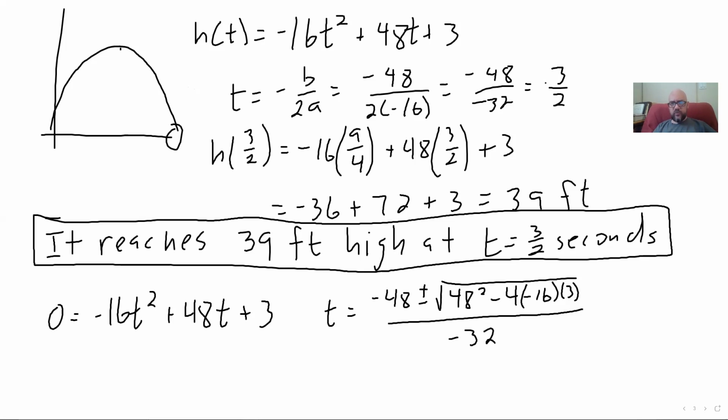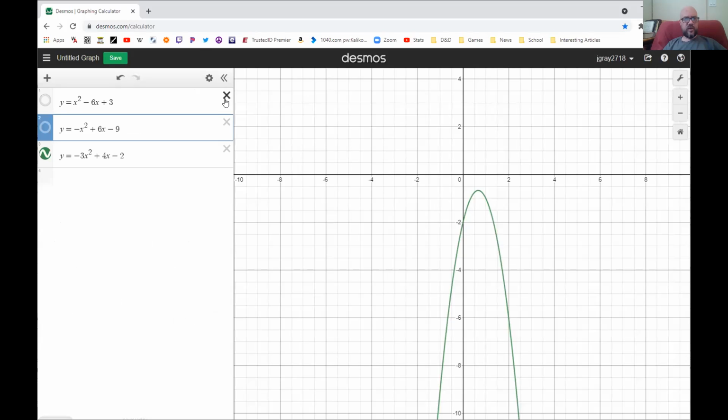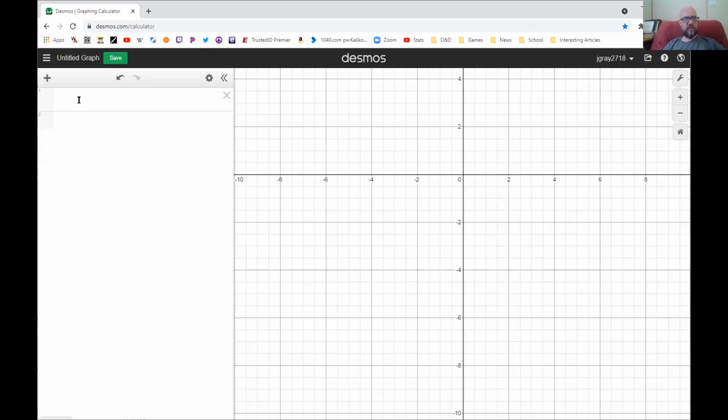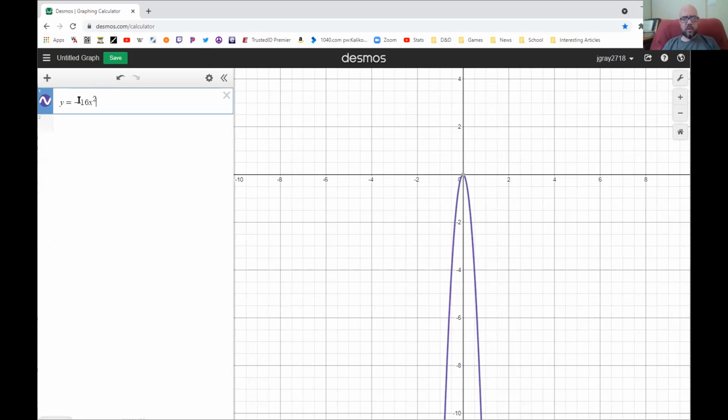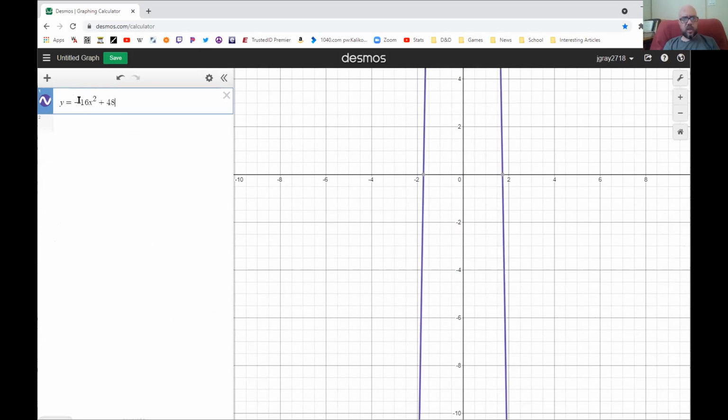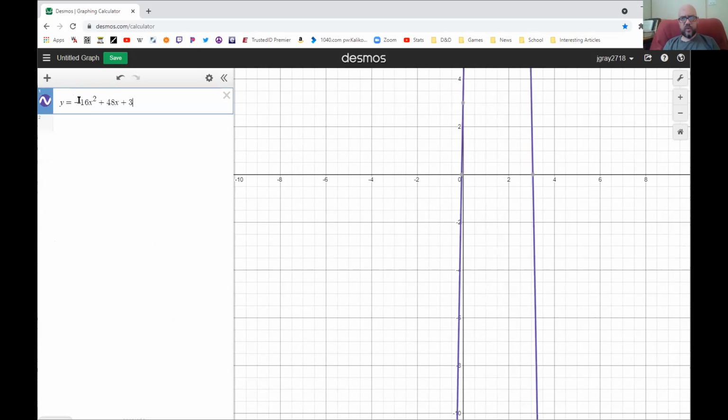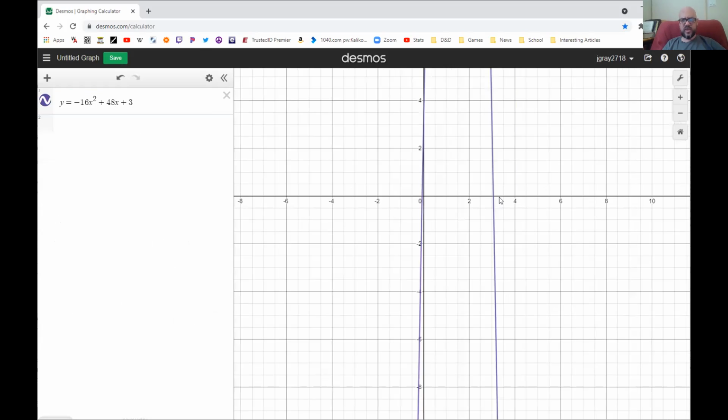Where's my Desmos? Oh, I've got some old stuff in here. All right, let's get rid of that. So we're going to have y, which is h of t, equals minus 16x squared plus 48x plus 3. That's not exactly the nicest looking picture. It looks like it's going to hit the ground at about 3.061 seconds, so we're going to find that algebraically.